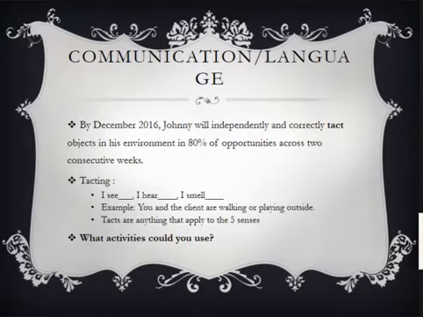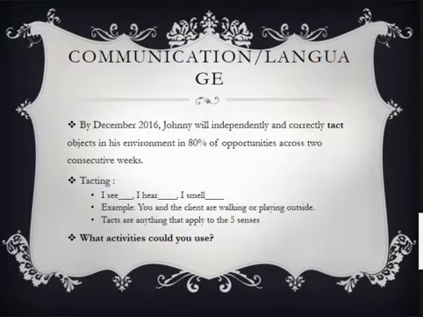So tacting, the best way to remember it is anything that applies to the 5 senses. A lot of people think of tacting as labeling or making a comment or a statement about an object. So I see, I hear, I smell. So you and the client are walking or playing outside and you start tacting things like I see a bird, I hear a dog barking, I smell a barbecue.